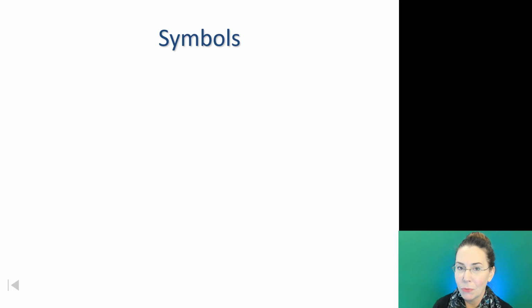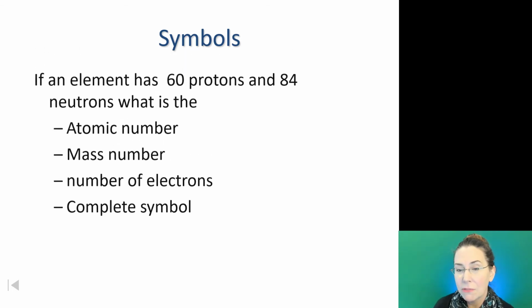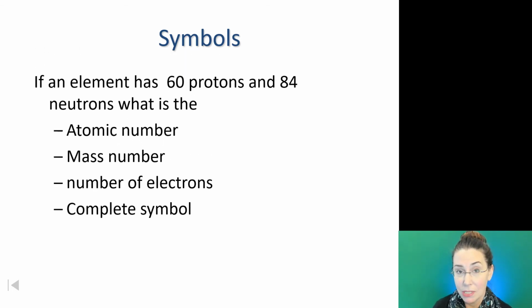Let's try one more mystery element. So if an element has 60 protons and 84 neutrons, what's the atomic number, the mass number, the number of electrons, and the complete symbol for our mystery element? So we have an element with 60 protons and 84 neutrons, and that gives us all the information we need to be able to find our other four numbers and create our symbol.